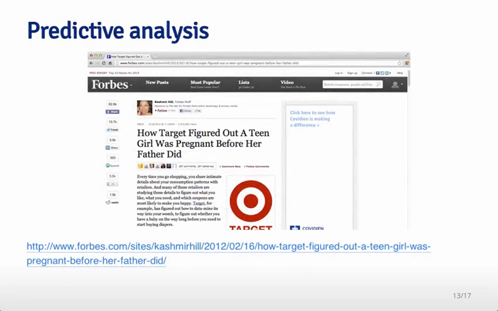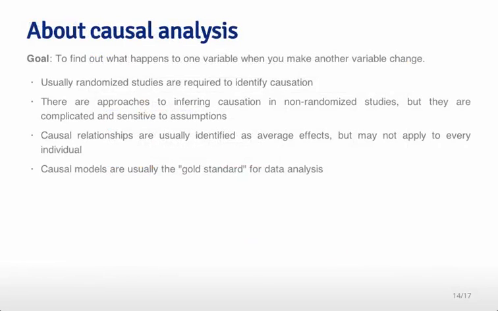Here's another example. This is another sort of bad example if you were the teen in question. Target figured out that a teen girl was pregnant before her father did by looking at the purchases that she'd made and then sent her a flyer saying that she was pregnant. Of course, the father of the girl was a little bit upset because he didn't know that she was pregnant. But it was an example of how you can use data to predict characteristics of people, including metadata.